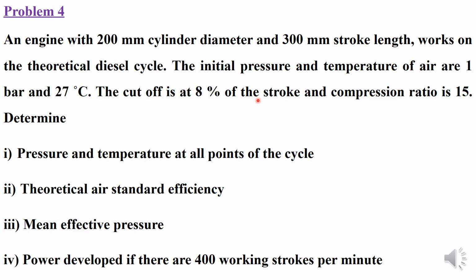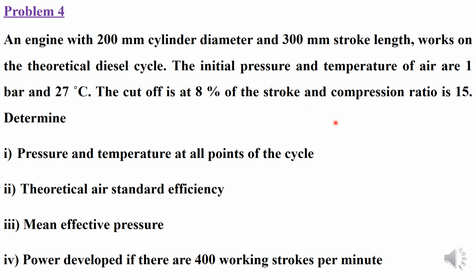Next, the initial pressure and temperature of the air are 1 bar and 27 degrees centigrade. That means P1 and T1. T1 is given in degrees centigrade, so convert it into Kelvin. Next, they have given that the cutoff is at 8% of the stroke. Remember this phrase: the cutoff is at 8% of the stroke. This I will explain during the problem.